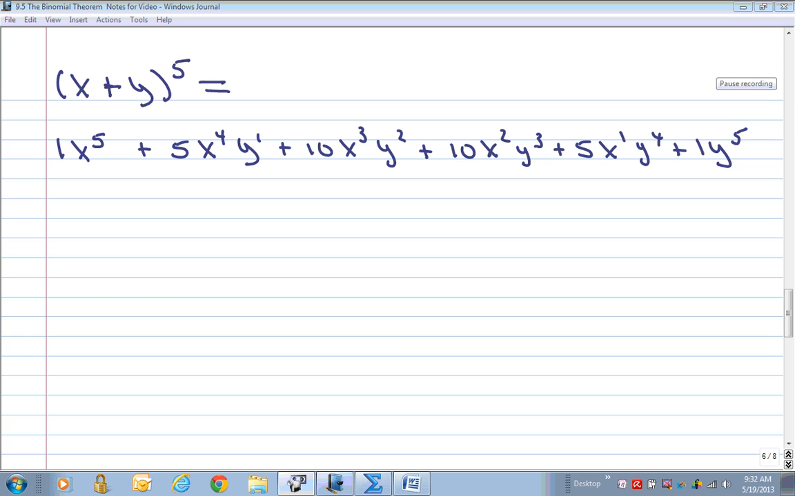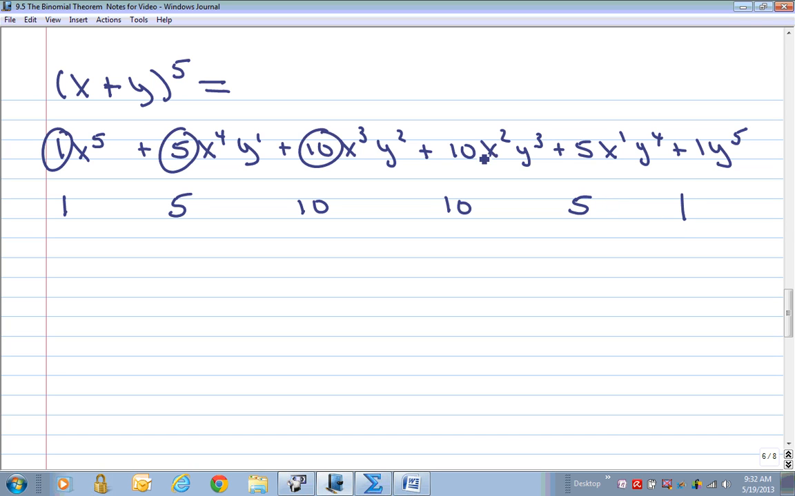Alright, next I want to take a look back at this expansion, this x plus y to the 5th power, and this would be our expansion. I want us just to extract those coefficients. So our coefficients are 1, 5, 10, 10, 5, 1. So I'm going to circle them. And we've already talked about the symmetry and the pattern in this.